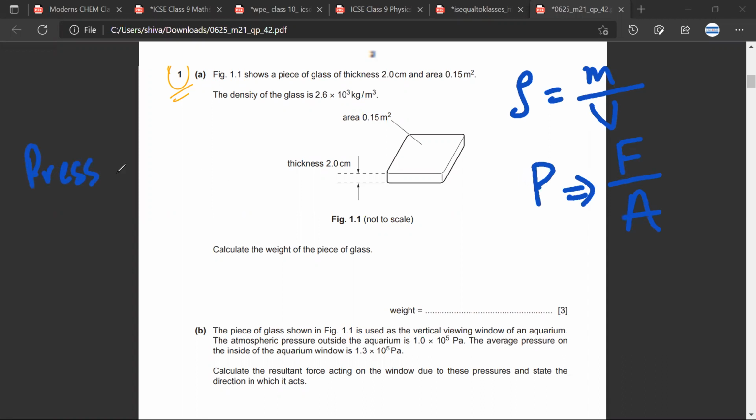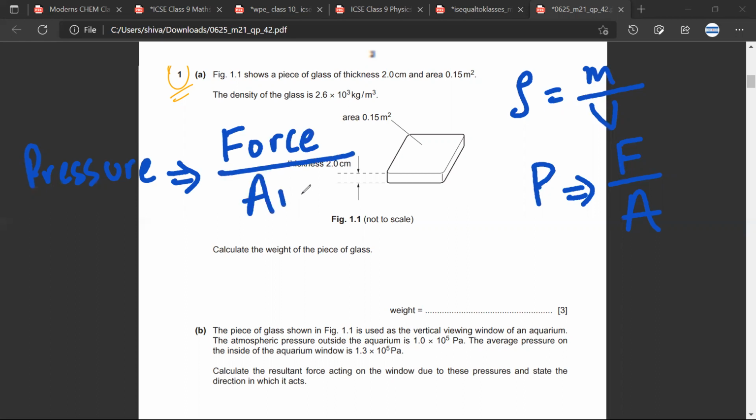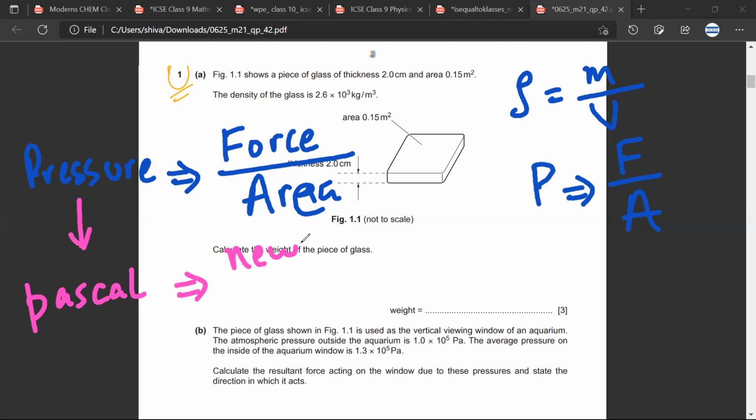Yes, sir. Pressure is equal to force per unit area. Now the units of pressure, the SI unit is Pascal. Okay, and sir, actually I should write P in small. So Pascal is equal to Newton upon meter square. Is it making sense?